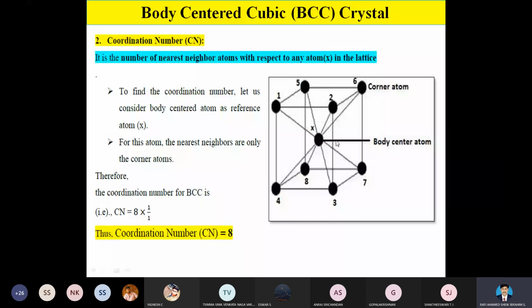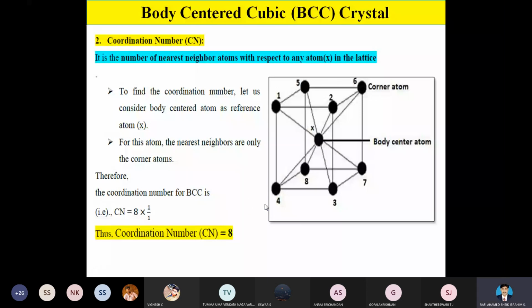For this body centered atom, the nearest neighbors are only the corner atoms. So we are having 8 corners, so 8 corner atoms. We can write that the coordination number is equal to 8. So this will be the second parameter.